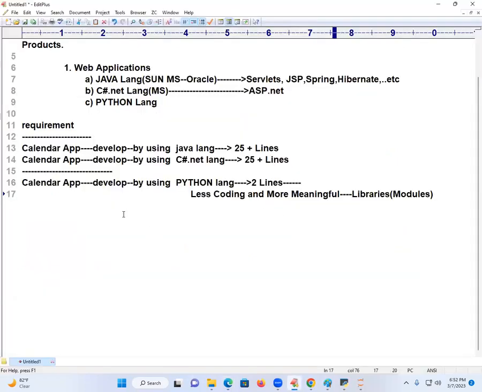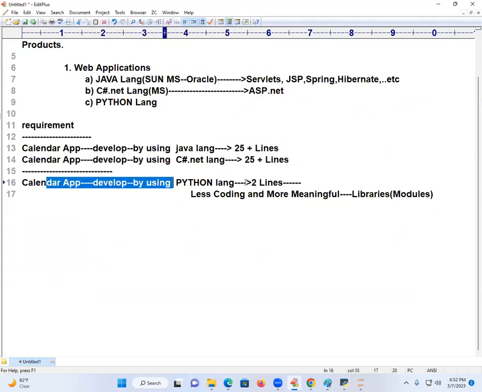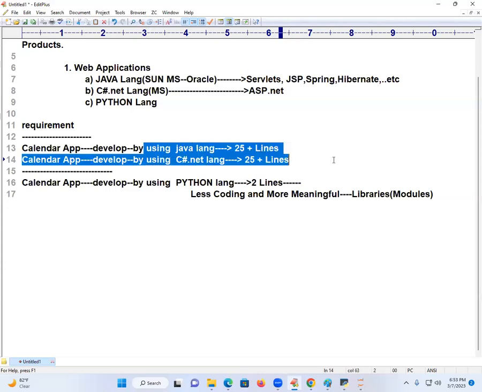So tell me, writing the calendar application in Java or C#.NET takes this many lines. Writing the calendar application in just 2 lines is possible in where? Python. Where do you feel it is easy? I am not writing Java code because it's not necessary, because you are coming for which code? Python. So in Python, writing 2 lines is easy now. Writing 25 lines is easy now. So is Python easy to learn or difficult to learn? Provided you must know what?